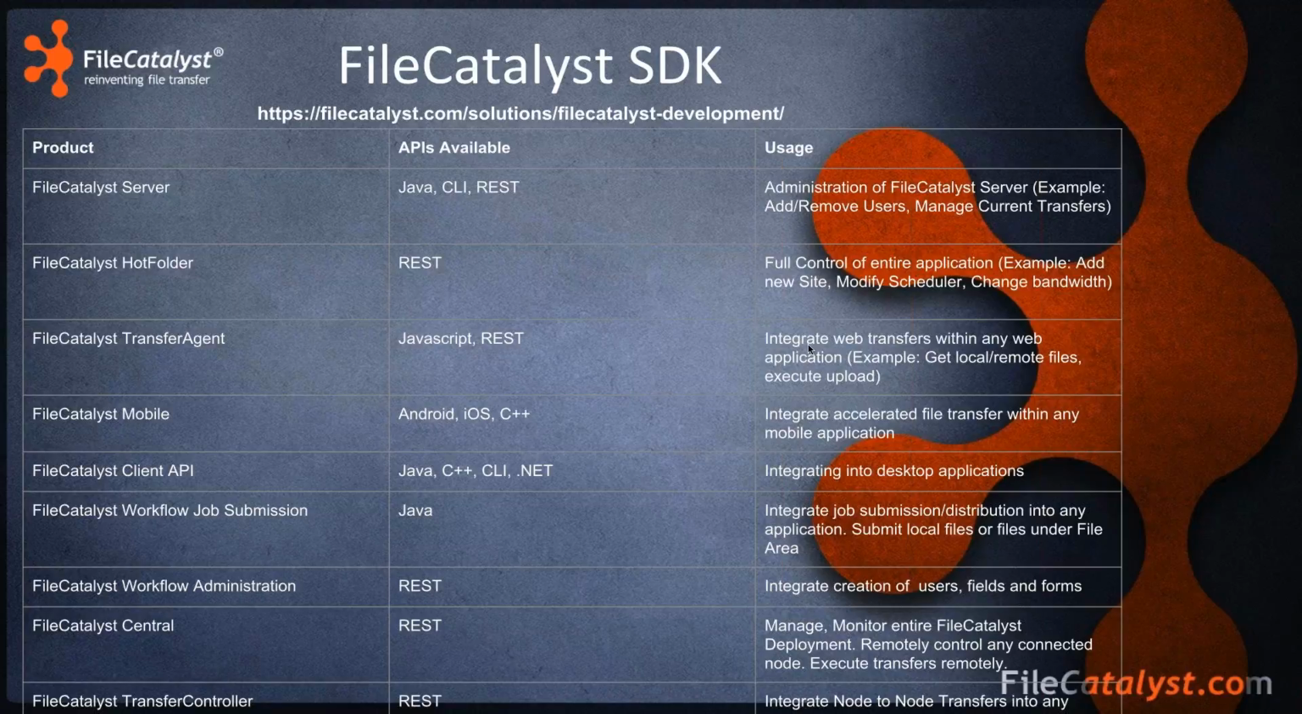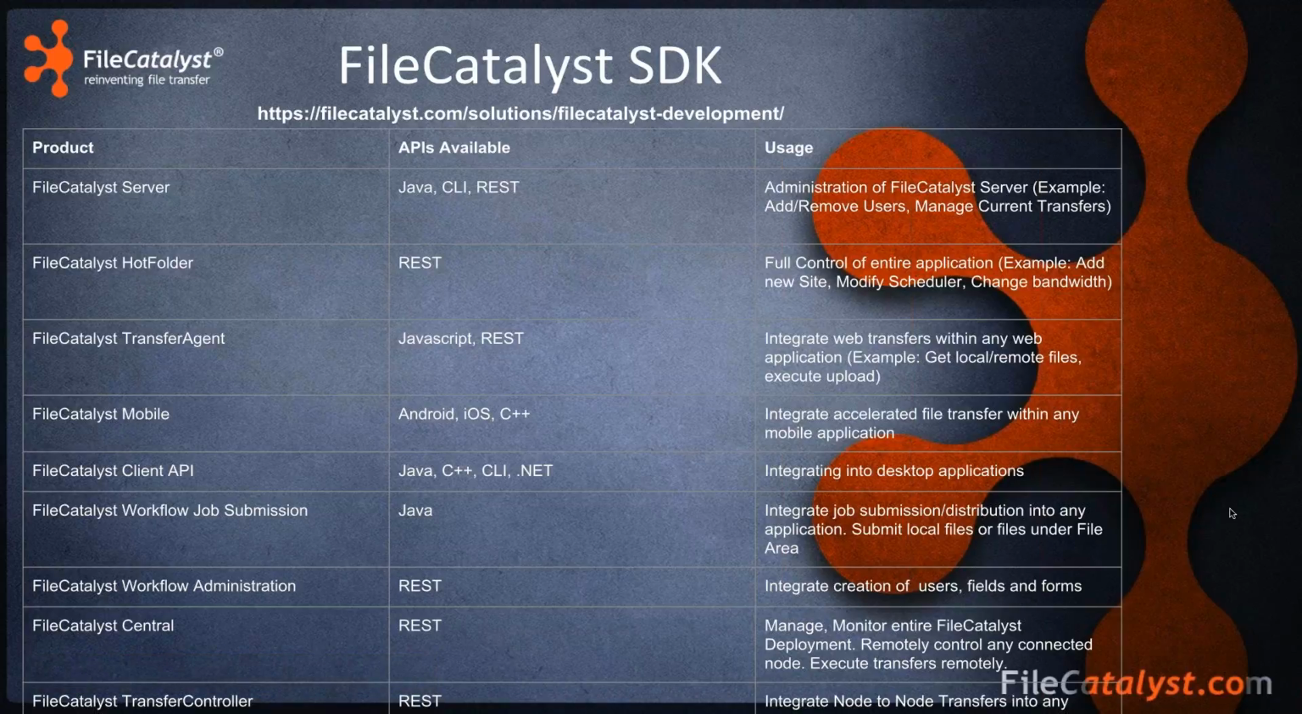From a FileCatalyst Workflow standpoint, we have job submission. We have a Java API that allows you to submit jobs through Java. From an administration standpoint, we have a REST API that allows you to create users, fields, forms, FTP sites, and so on. FileCatalyst Central has a full REST API that allows you to manage the entire deployment via REST. You can see what's happening on your Central deployment, or drill down into specific nodes based on the node ID, and see what's going on with that node, change settings, execute tasks, and so on.